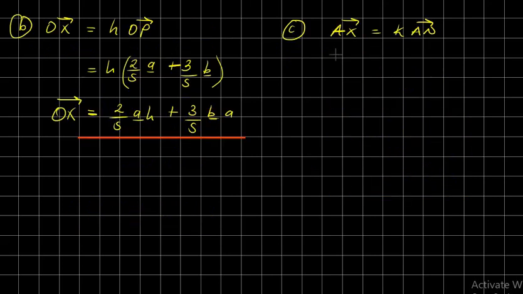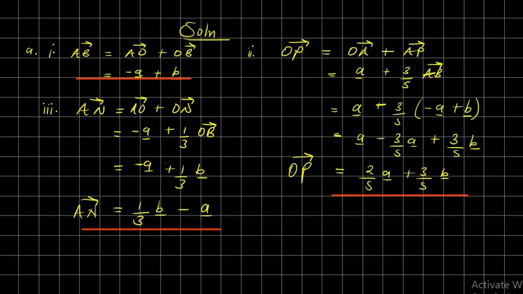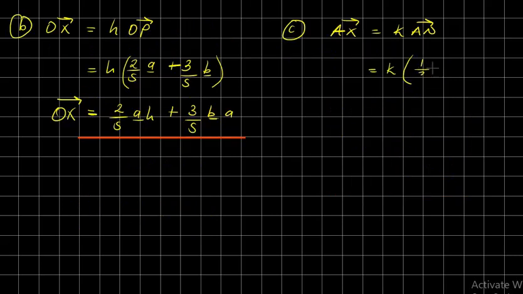So here we are saying that this is going to be K, open bracket, AN vector. What was that? 1/3 of vector B minus A vector. We distribute the K. It's going to be 1/3 B vector K minus A vector K. Okay, so that's what we get here. Once we get this one, the question is not done. We are still working around it.